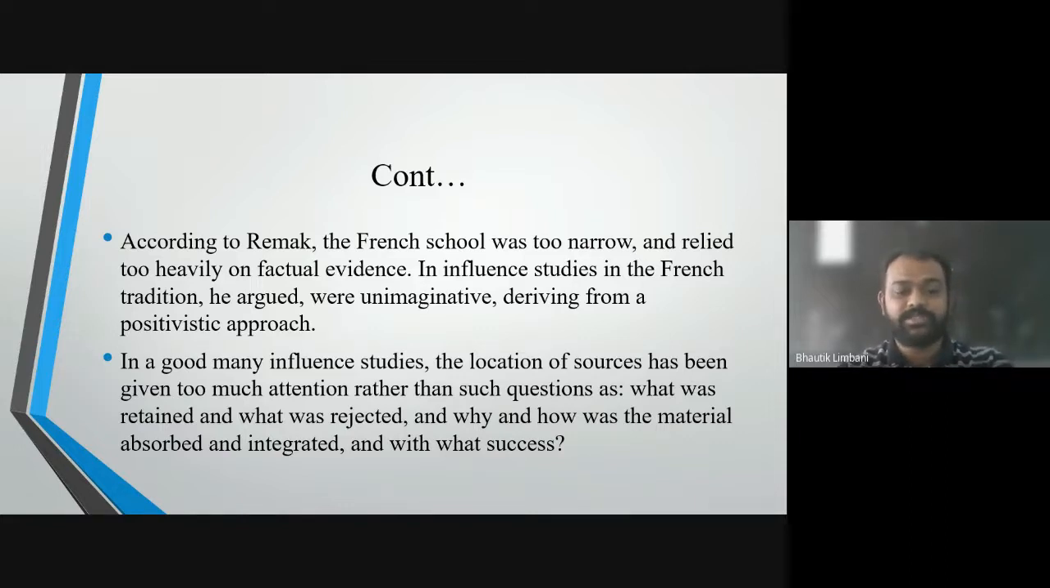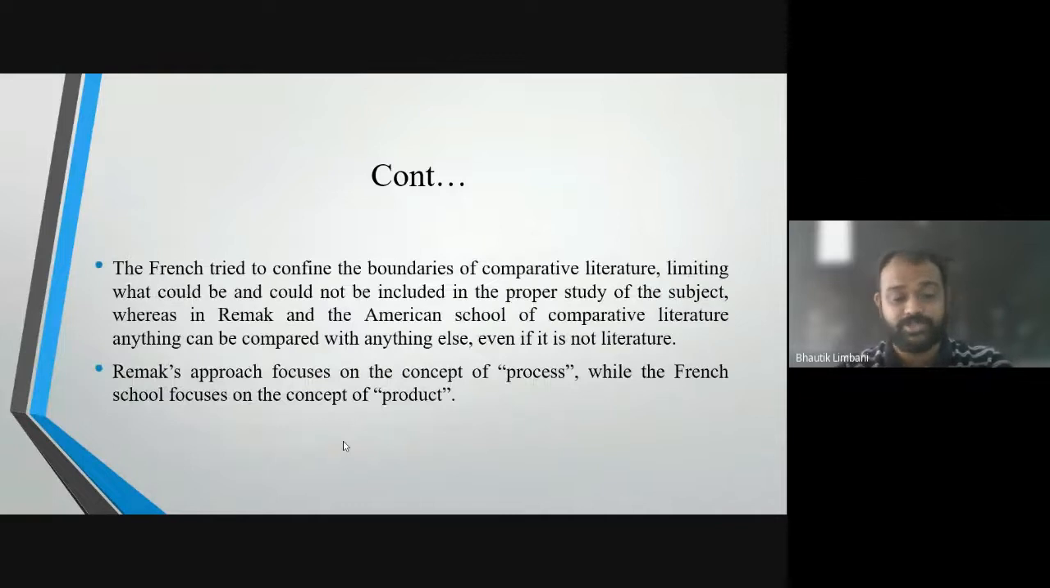So this American, especially this Remak, he opposed this idea, and then the French tried to confine the boundaries of comparative literature, he says, and it is about limiting what could be and could not be included in the proper study of the subject. Whereas Remak and the American School of Comparative Literature thought anything can be compared with anything else, even if it is not literature. That is what he said in the definition. Why compare only literary texts? He proposed that there are other disciplines and made it truly interdisciplinary studies.